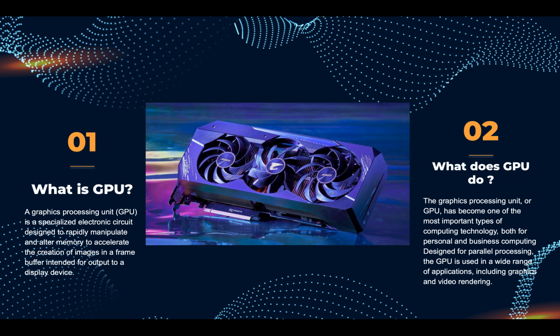First, what is a GPU? A graphic processing unit is a specialized electronic circuit designed to rapidly manipulate and alter memory to accelerate the creation of images in a frame buffer intended for output to a display device. What does a GPU do? It has become one of the most important types of computing technology, both for personal and business computing. Designed for parallel processing, the GPU is used in a wide range of applications, including graphic and video rendering.